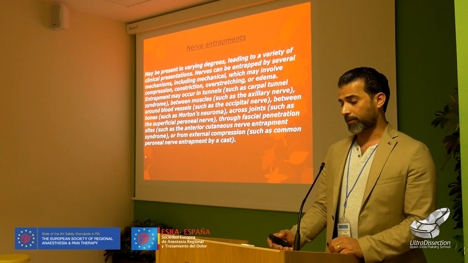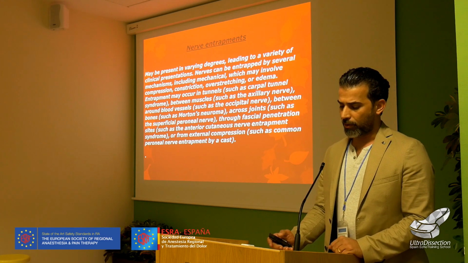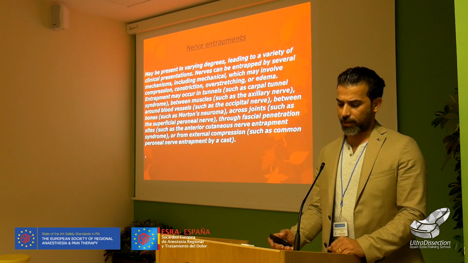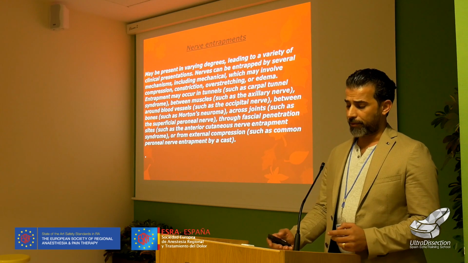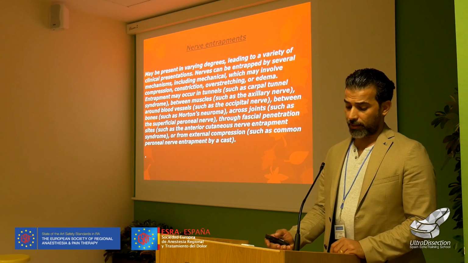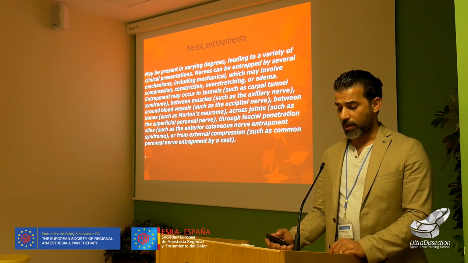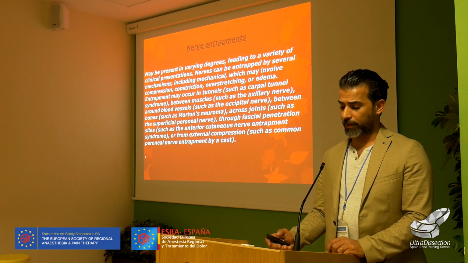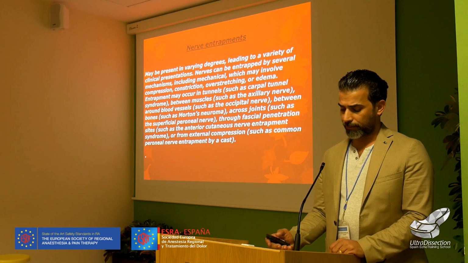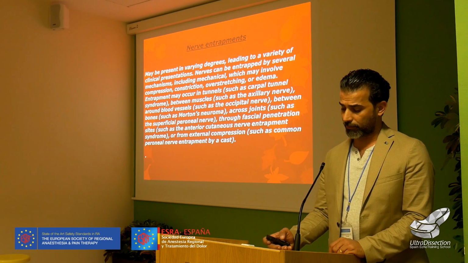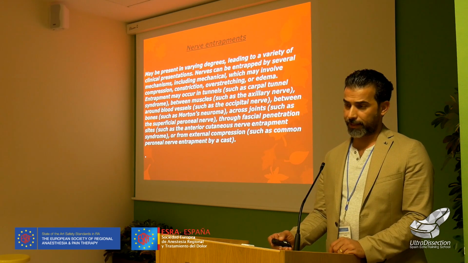A nerve can be entrapped by several mechanisms, including mechanical ones, which may involve compression, constriction, overstretching, or edema. Entrapment may occur in tunnels, such as carpal tunnel syndrome; between muscles, such as the axillary nerve between teres major and teres minor; around vessels, such as the occipital nerve in occipital neuralgia; between bones, such as Morton's neuroma; across joints, such as the superficial peroneal nerve; through fascial penetration sites, such as anterior cutaneous nerve entrapment syndrome; or by external compression, such as common peroneal entrapment by a cast.